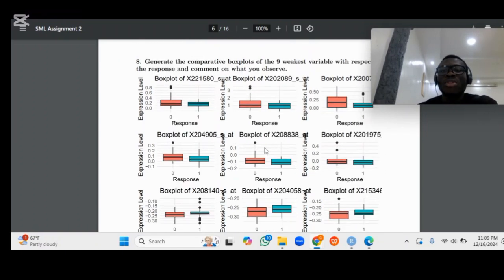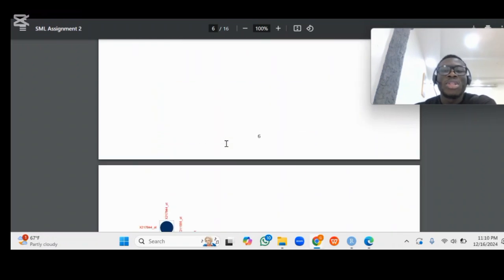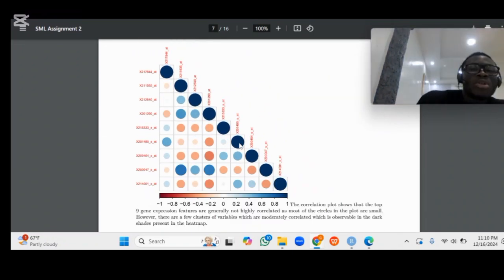We went on to plot a box plot of the weakest nine from our Kruskal-Wallis test, and we saw that these are unable to differentiate between class 0 and 1, which really means that they are very weak predictors.